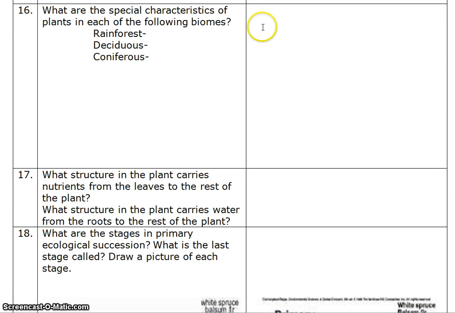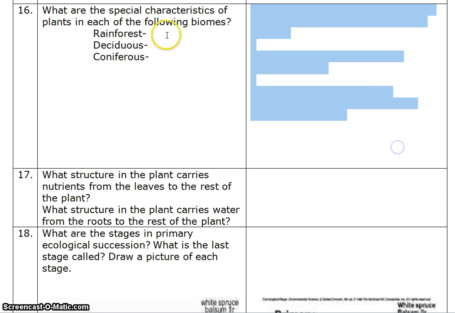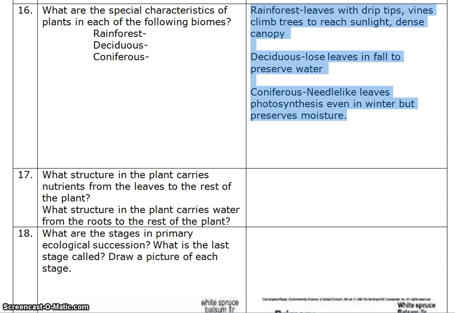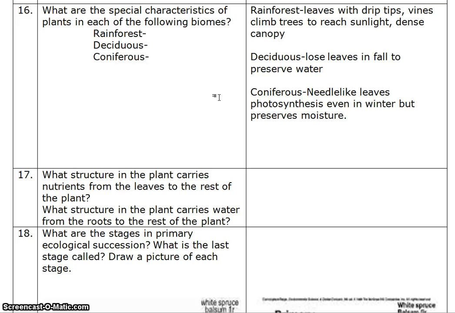Alright, characteristics of plants in each of these. You should definitely know this by now from just the facts. I'm going to move on. Pause this if you need to write these down. Rainforests have leaves with drip tips. Vines climb trees to reach the sunlight, and there's a dense canopy. Deciduous loses the leaves in the fall to preserve water. And conifers have needle-like leaves. Photosynthesis even in the winter, but the needle-like leaves preserve the moisture, save the moisture.